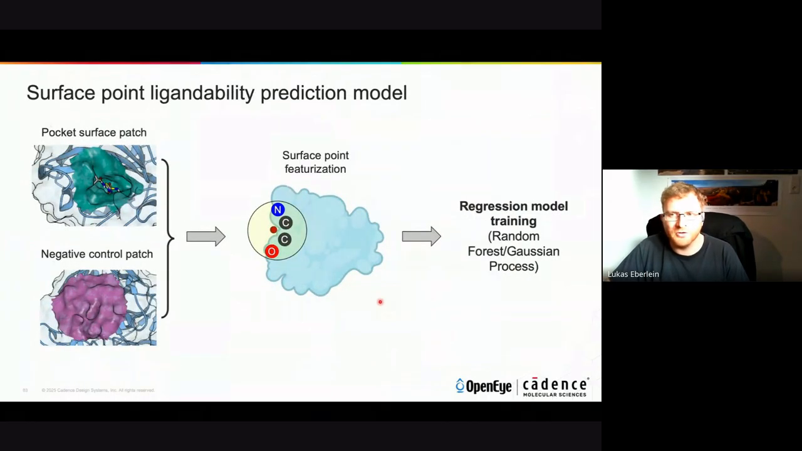Then we take all of our positive and negative control patches, we featurize them, and we train a model, either a random forest model or a Gaussian process regression model. We found that random forest models tend to be a little bit more performant. So all the data you will see here will be from such a random forest model, but in general, both methods work quite well.